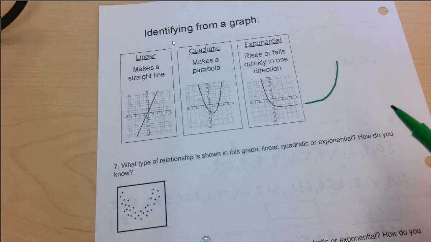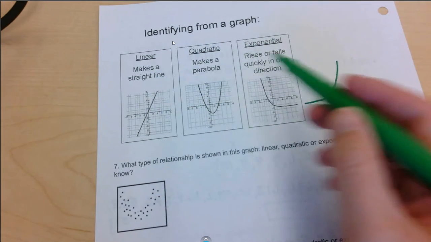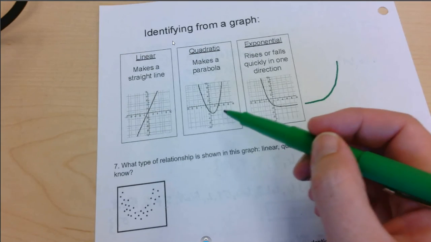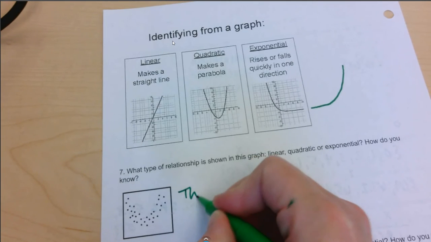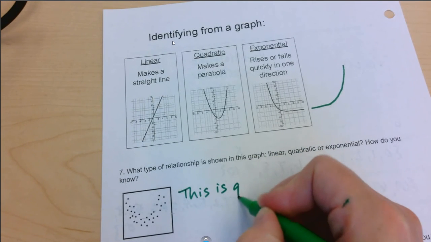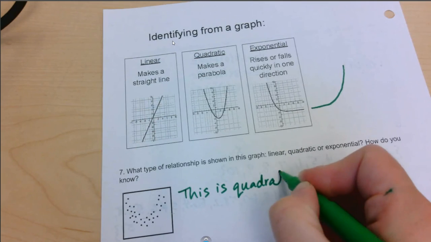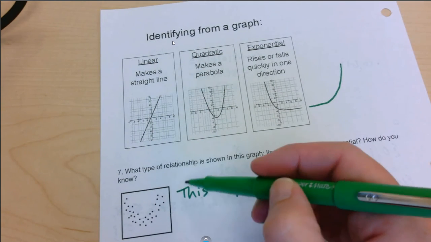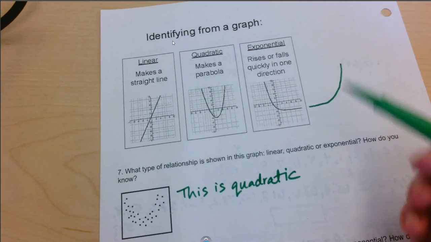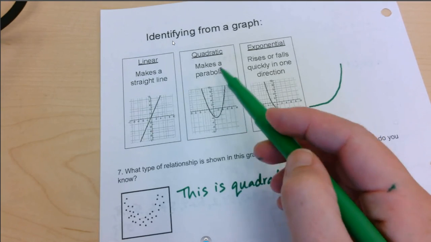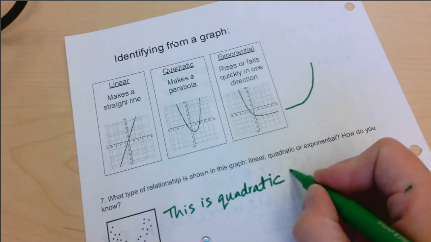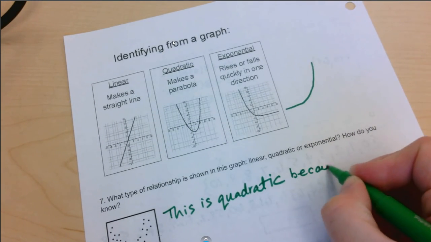This one says what type of relationship is shown in the graph and how do you know? So comparing it to the graphs, because it goes down and then up again, it looks quadratic. And you should explain why in your own words. You might just say that the data goes down and then up again, and that describes it in your own words. Or if you are familiar with the word parabola, that is the shape of a quadratic equation. So you could say this is quadratic because it forms a parabola.